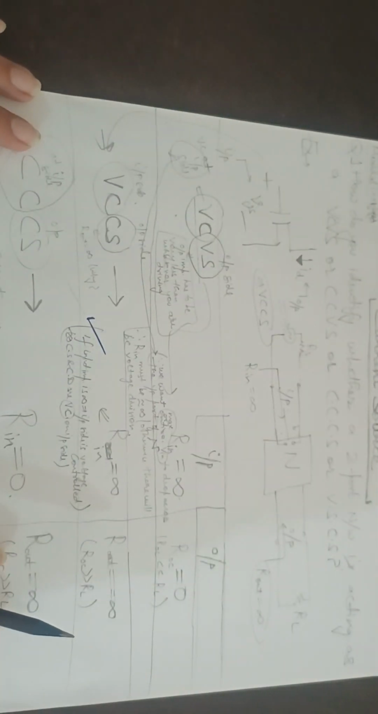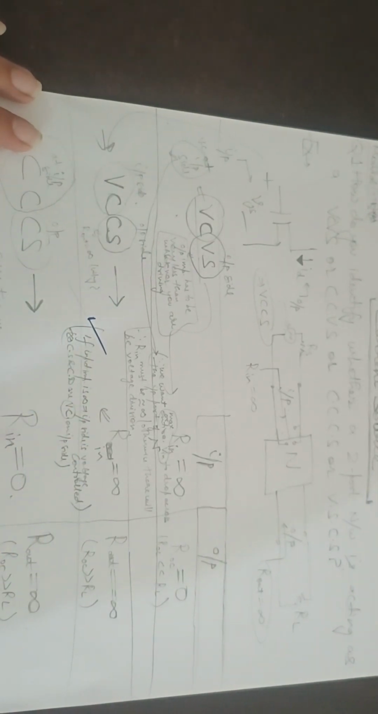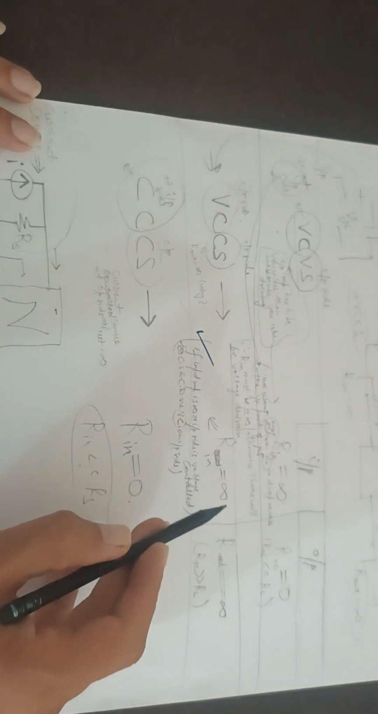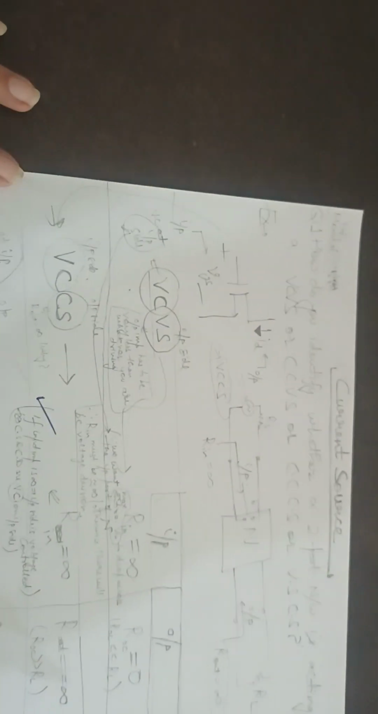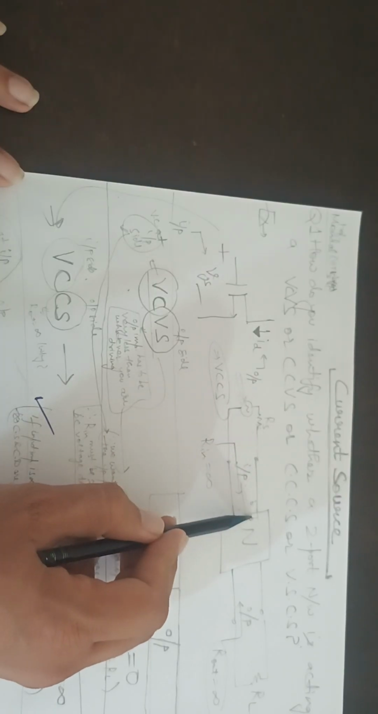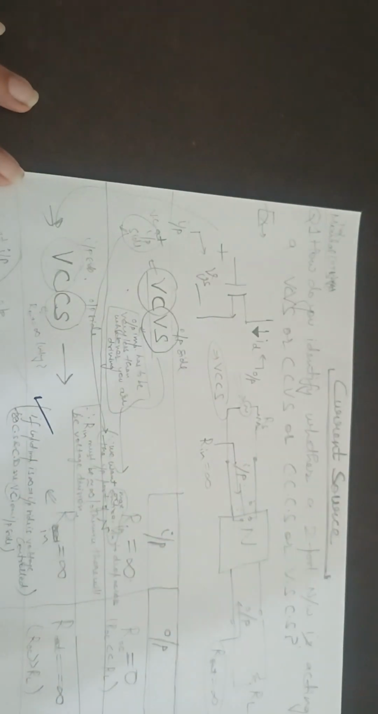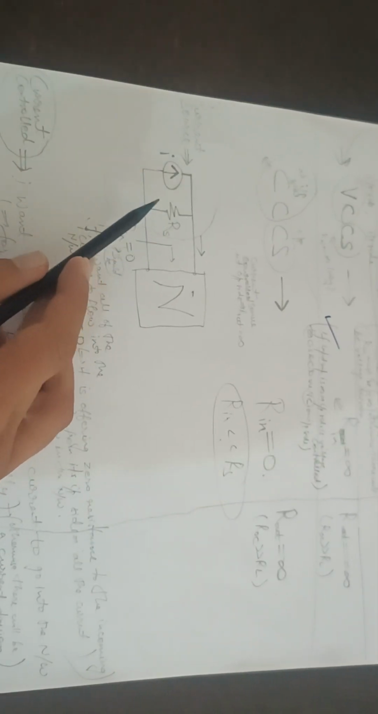This is the thing about voltage controlled: we want maximum voltage to drop across the input port. So for that we need Rin equal to infinite, so that all this voltage can drop here. Otherwise, if it was finite, then some voltage will drop across this part, so it will not act as a good voltage source.